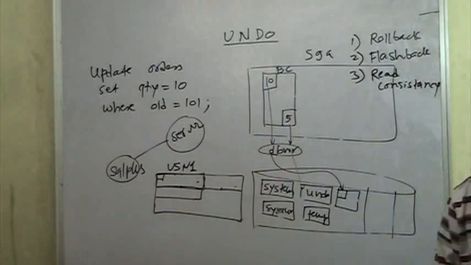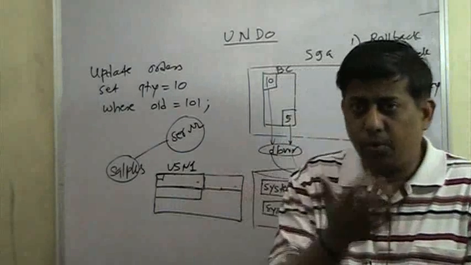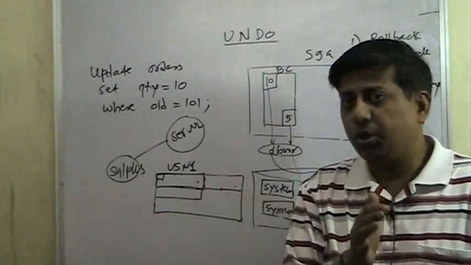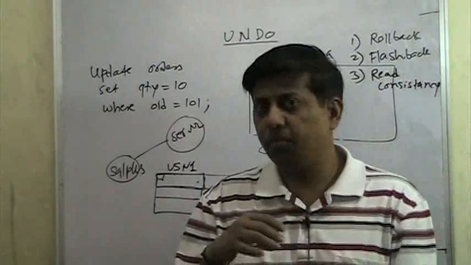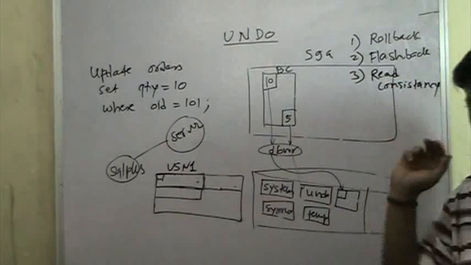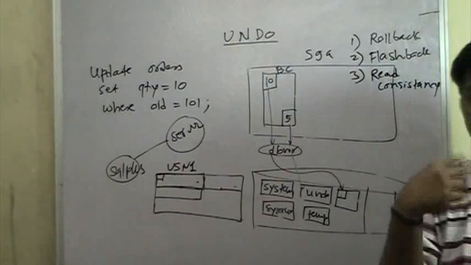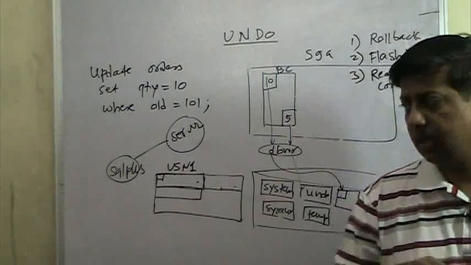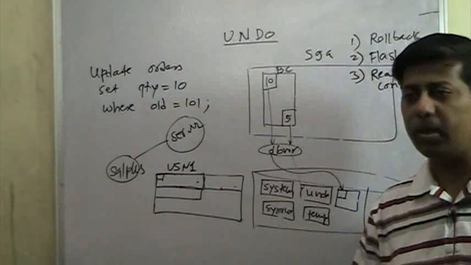Read consistency, in different words, means that nobody who is reading the data should get uncommitted data. Read consistency is a very theoretical word. If you really want to understand it, it means any user who is trying to select the data should not get uncommitted data from other users.